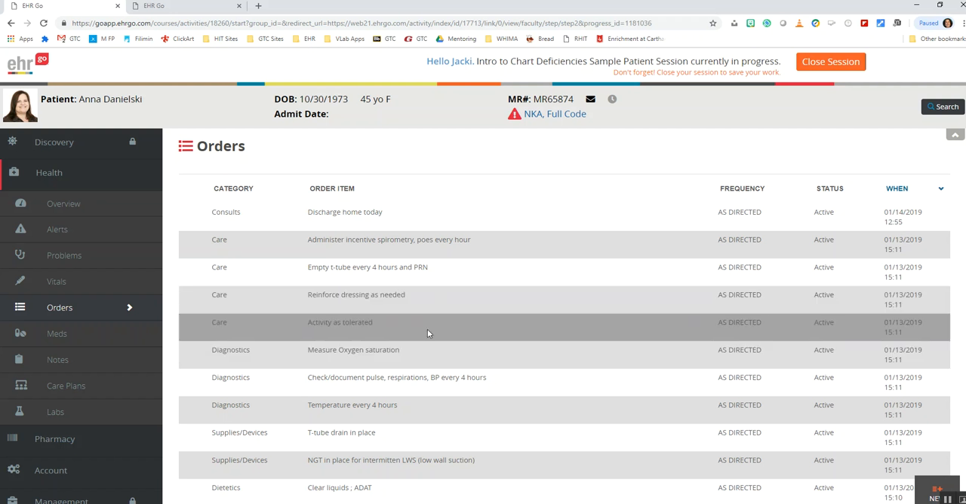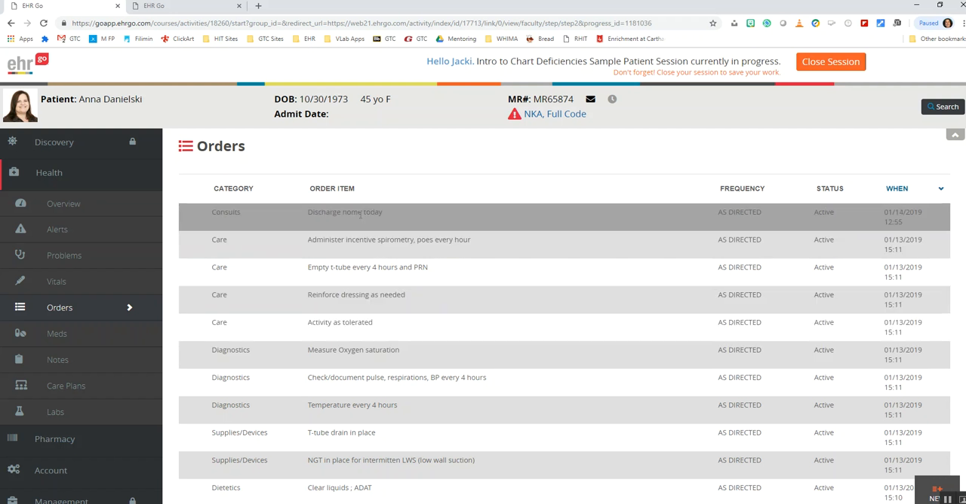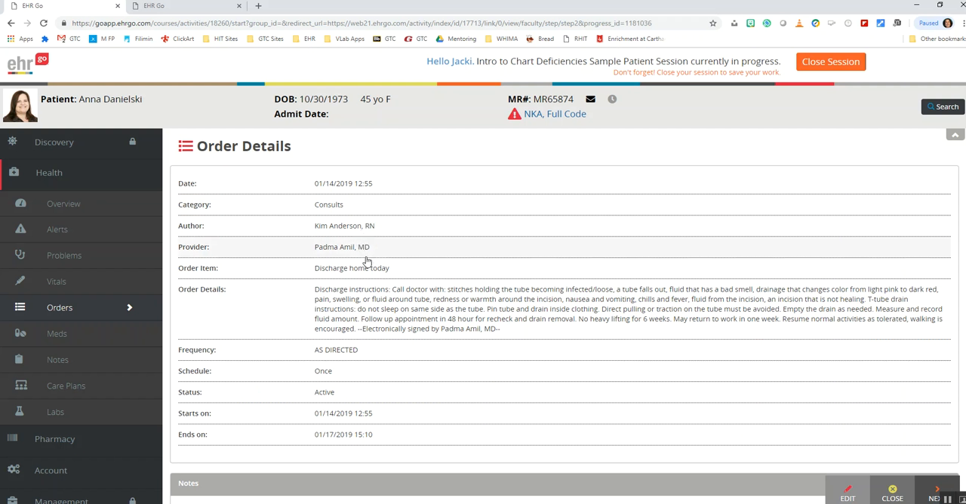Discharge order. So I am on the order still. I see a discharge order. Okay, it was written, so we can mark that. It is signed by the ordering physician. Those are the only two marks that we need to make there.